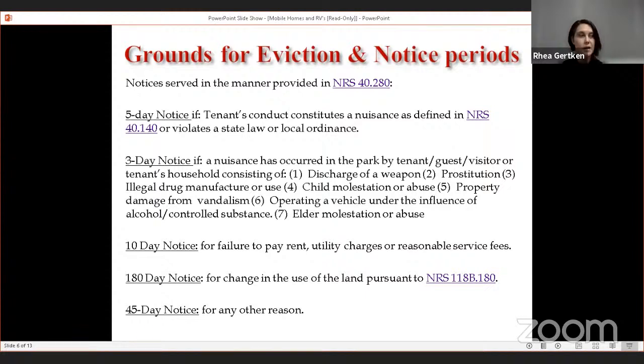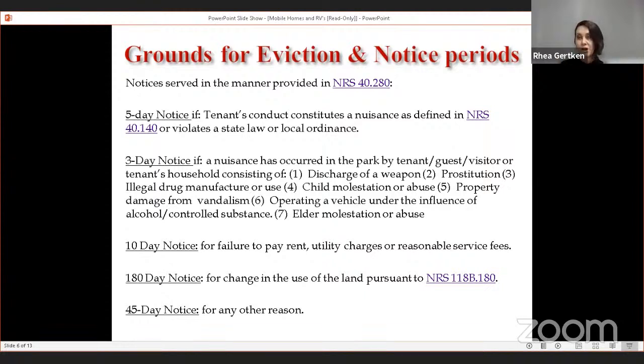It's a 10-day notice for non-payment of rent, which includes utility charges and reasonable service fees. And then the 45-day notice is generally for any other reason, but always for cause. If you own your mobile home and you live in a mobile home park, you can never be evicted without cause. There always has to be cause to terminate your rental agreement. And then finally, the 180-day notice. Mobile home parks can change. They can get sold.